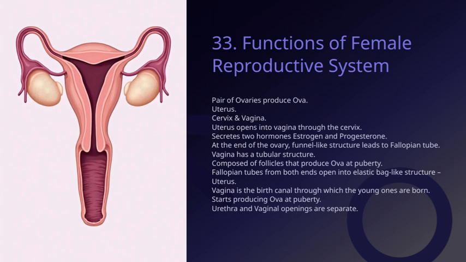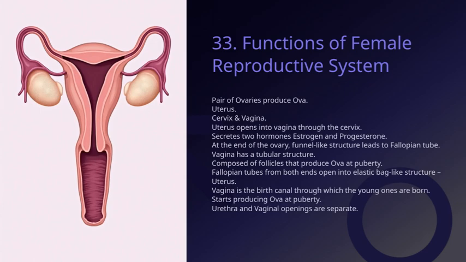The cervix and vagina are also important parts. The cervix acts as a gateway between the uterus and the vagina. The uterus opens into the vagina through the cervix, allowing for menstruation, sexual intercourse, and childbirth. The uterus also secretes two vital hormones, estrogen and progesterone, that regulate the reproductive cycle and support pregnancy.